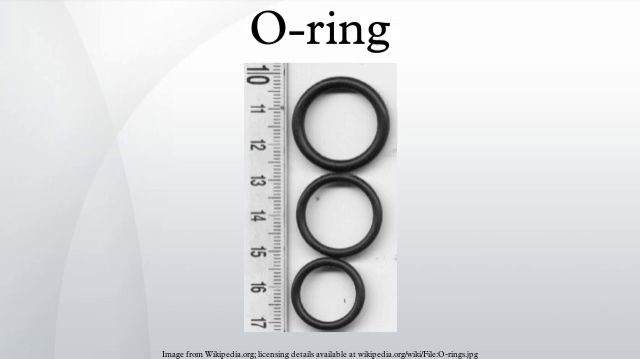An O-ring, also known as a packing or a toric joint, is a mechanical gasket in the shape of a torus. It is a loop of elastomer with a round cross-section, designed to be seated in a groove and compressed during assembly between two or more parts, creating a seal at the interface.